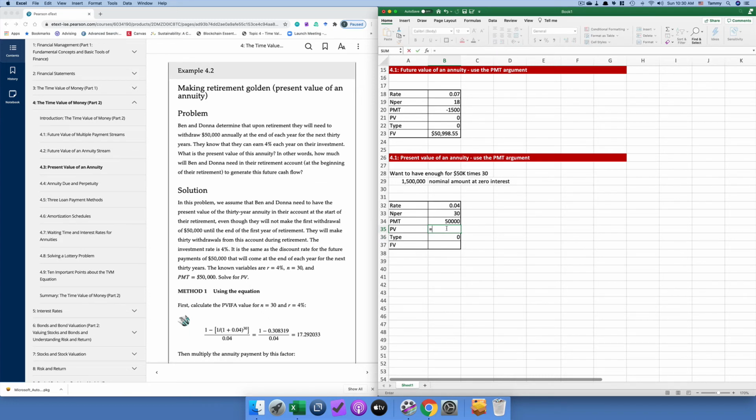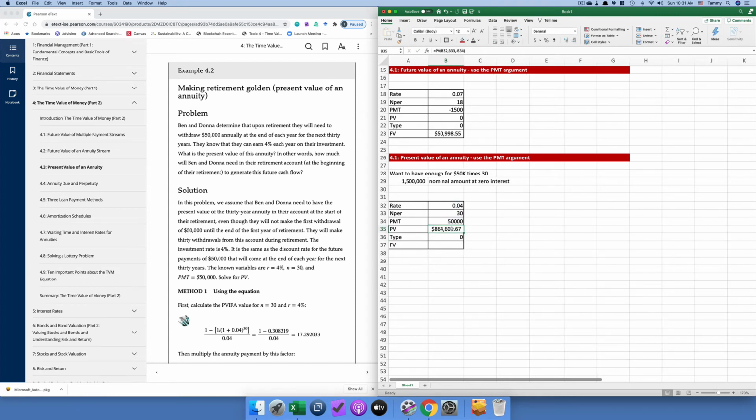So we just simply figure this out. Our rate is 4%. Our periods are 30. Our payment is 50,000. We can take the negative. And we can just close the parentheses. You don't actually have to put in the zeros if you don't want to. When an argument in Excel is inside those square brackets, that means it's an optional argument.